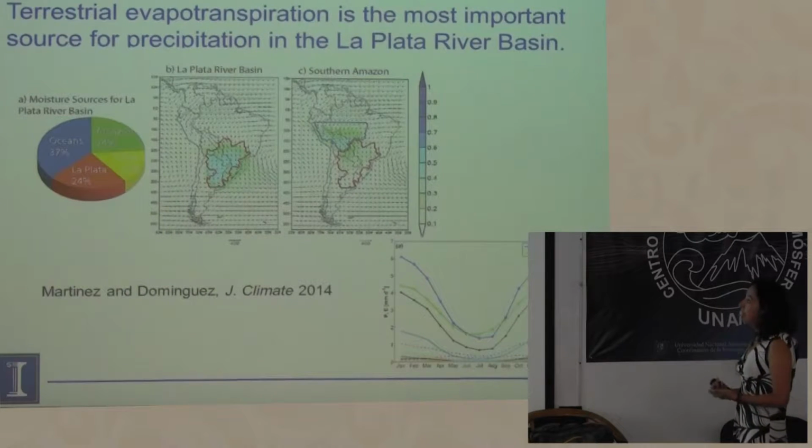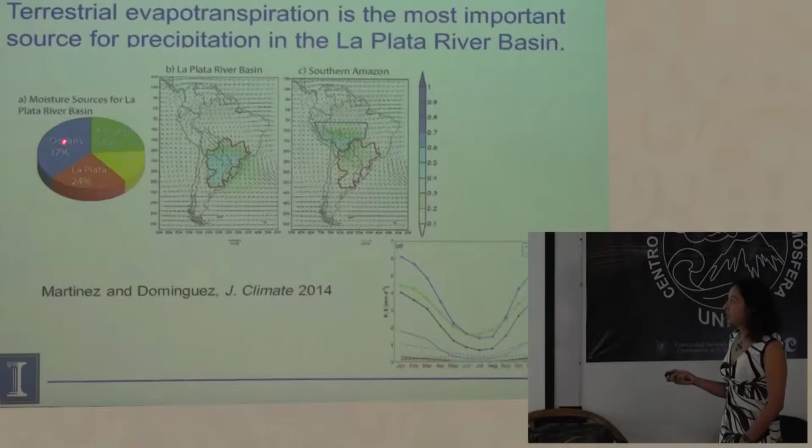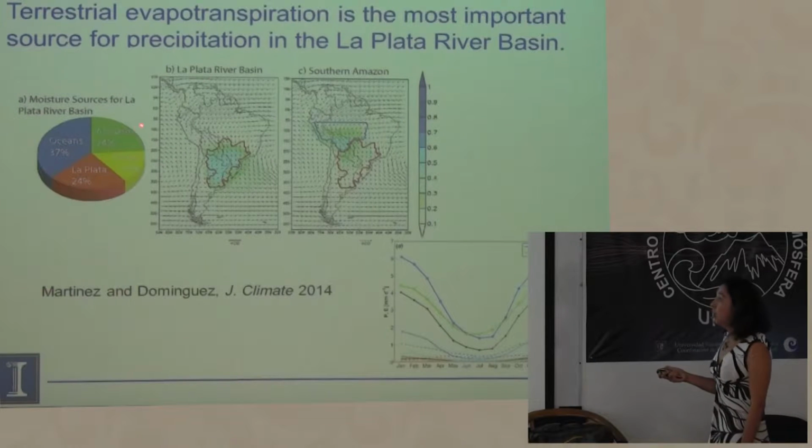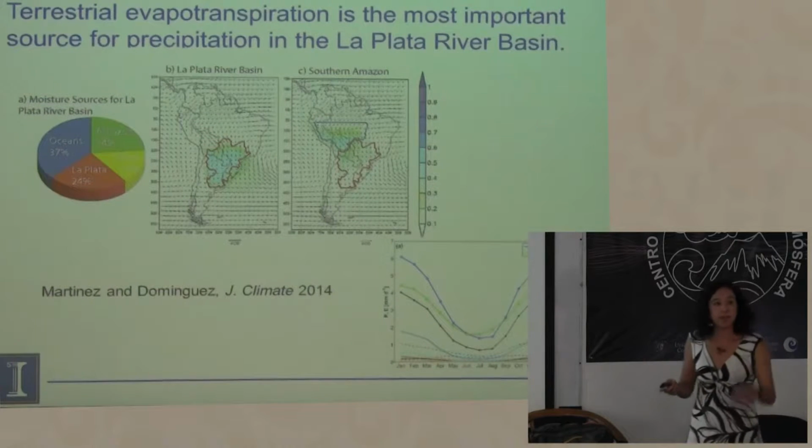And something that was very important to our main finding was that essentially 63% of the total precipitation that falls within the La Plata River Basin comes from terrestrial origin, okay? So huge fraction of the water that falls in this basin, much more than half, where 24% comes from the Amazon. So this is only the southern Amazon, but 24 comes from the entire Amazon basin. Another 24 comes from the La Plata Basin itself, so recycling within this region, so water that evaporates and then falls. Pardon, yes.